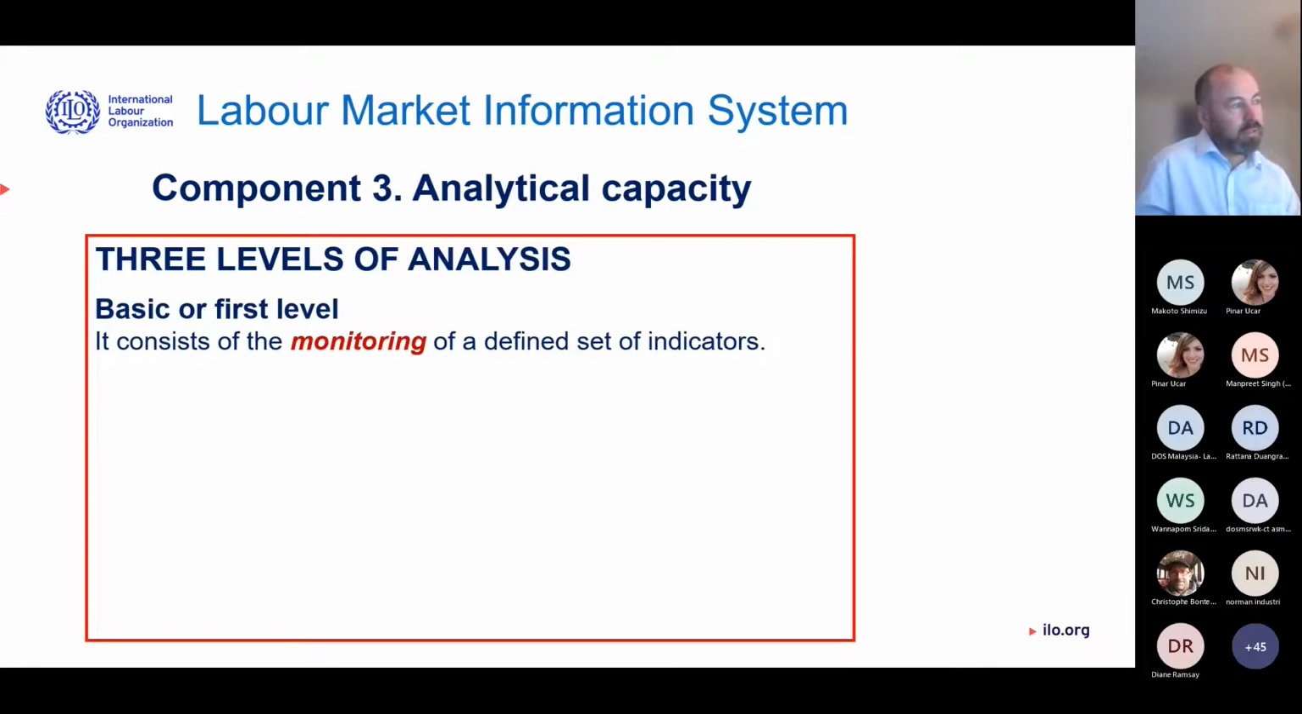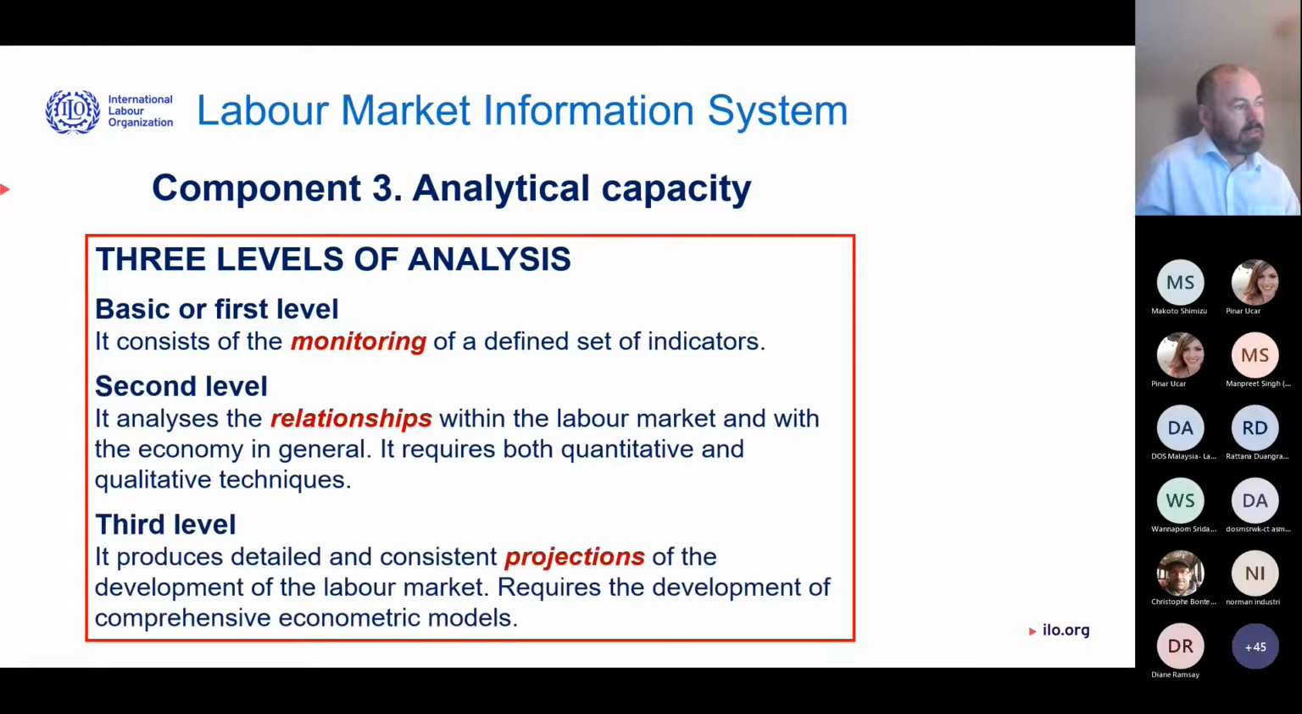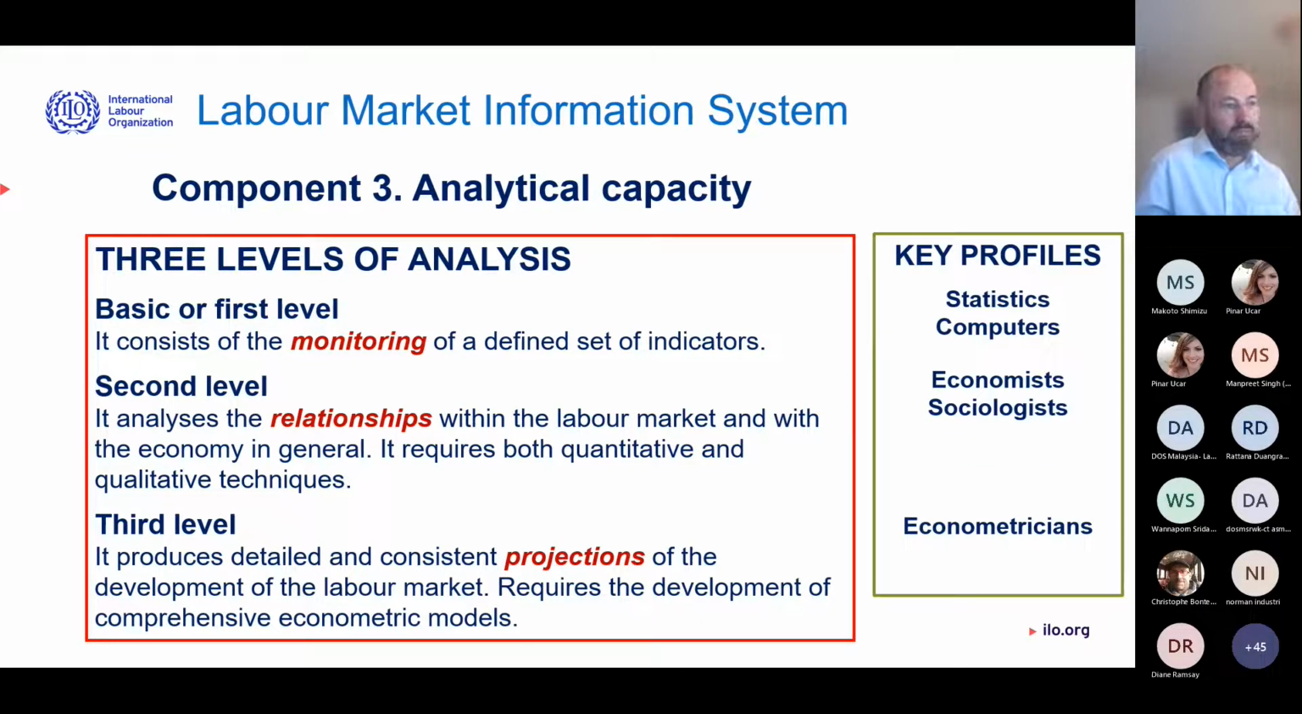Then the third component of an LMIS would be around analytical capacity. So we recognize that there are different levels of analysis that are needed. So there'll be a basic level, a second level, and a third level. The third level will typically involve projections of, for example, skills shortages or labor demand in the future. And we have to recognize then that we have different profiles required to achieve this analytical capacity. We need computers, we need the data, we need economists, sociologists, econometricians. So there are a range of profiles which might not all be present in an NSO, a National Statistical Office.